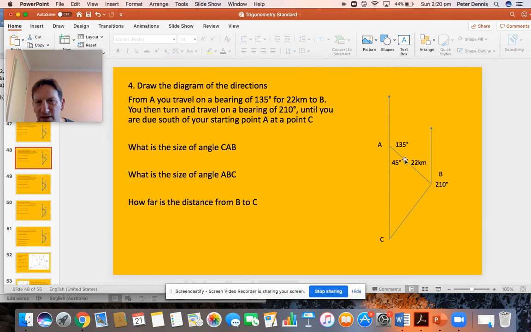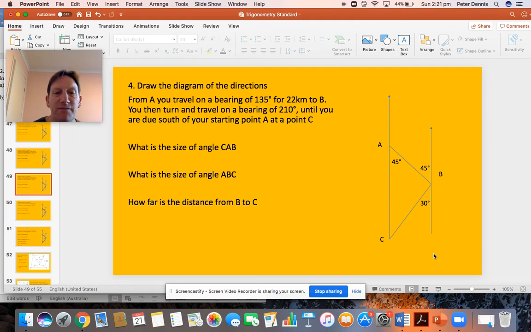Calculate the size of angle ACB. Now we've got parallel lines here. So what have we got? What we might have is that this is 180 degrees, if we extend that line, and this is 210. So that's going to be an extra 30 in there. And what have we got? We've got alternate angles. So this is 45. So this is going to be 45. So as I said, there's our alternate angles, 45 and 45. This was 210. So south is 180. So this is 30 more. So there's our first two questions.